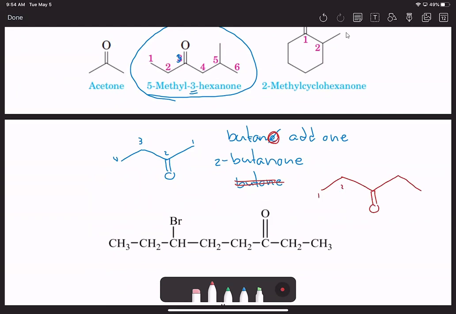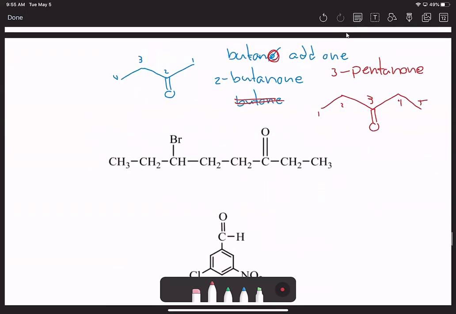So here we have 1, 2, 3, 4, 5 carbons. 5 carbons, and our ketone is on carbon number 3. So 3-pentan. What do we do? We drop the E, and we write in ONE, and we get 3-pentanone.